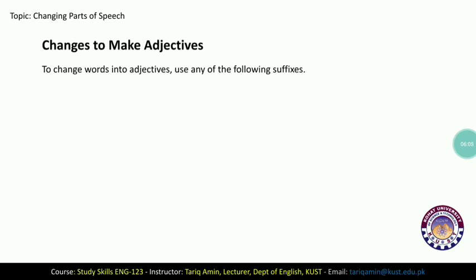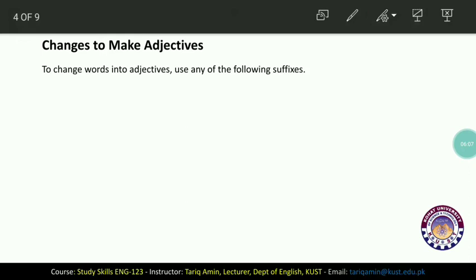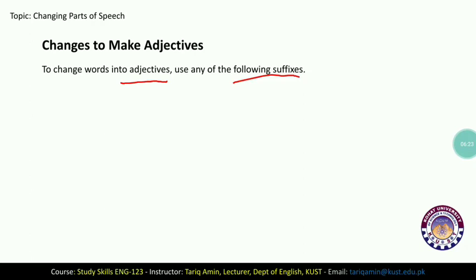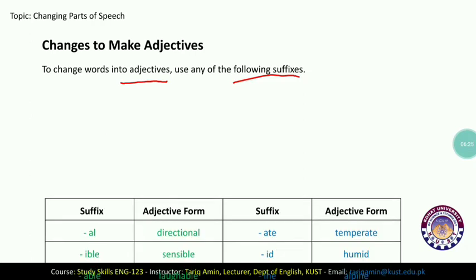Now, how to make adjectives? To change different words into adjectives, use any of the following suffixes. We can also use suffixes in order to change words into adjectives. We can change different words into adjectives by the addition of different suffixes. Let's discuss some of the suffixes.